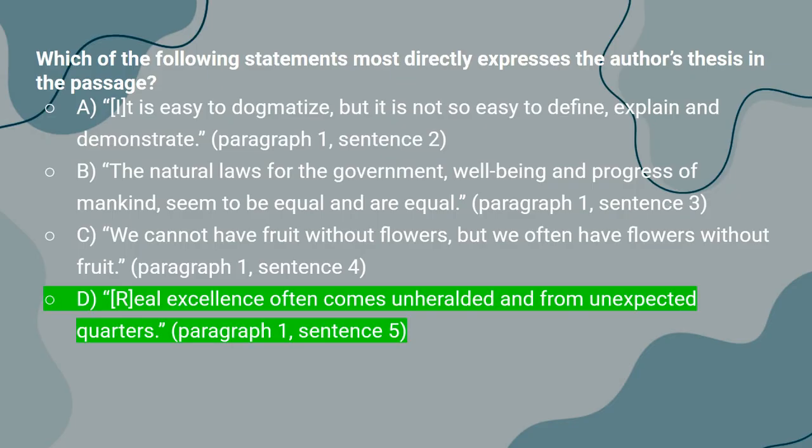However, just to further explain why it's not B, even though it's saying natural laws for the government, well-being, and progress of mankind seem equal and are equal, that's not what the piece is about, even though that could be a thesis. The other A and C cannot be a thesis of any essay. I guess it could actually, but they're not good theses. B could be one, but it's still not strong. D explains exactly what the essay is going to be about.